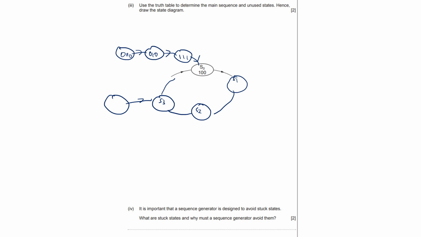Okay, so say what it is. A stuck state is a state that's not in the main sequence. On power up, if it starts in a stuck state, you will not get back into the main sequence. So that's why you should avoid them. Okay, it only happens on startup. Once you have actually started and it's happily going round, it will be okay. But this particular one does not have a stuck state actually.